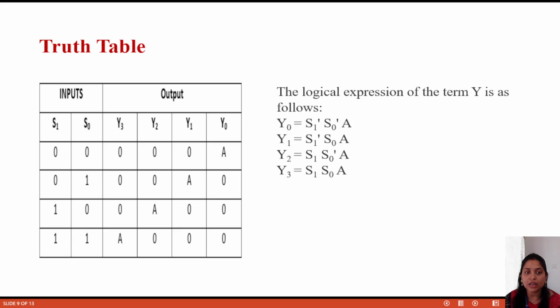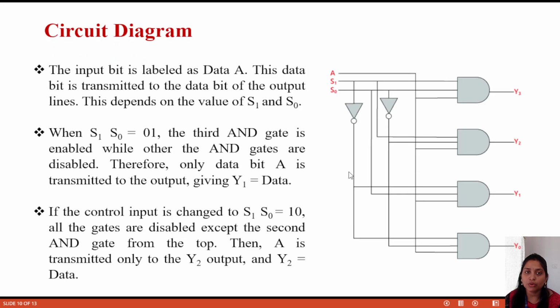Y0 is actually S1 bar, S0 bar, A. Then Y1 is S1 bar, S0, A. Y2 equals S1, S0 bar, A, and Y3 is equal to S1, S0, A. Okay. So now the circuit diagram. Based on the outputs, we have to draw the circuit diagram. So this is the circuit diagram, how to draw it based on the equation.